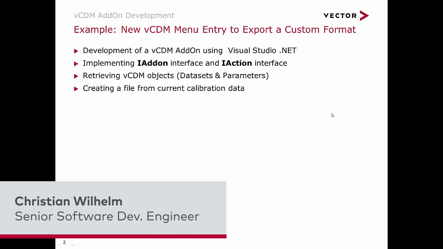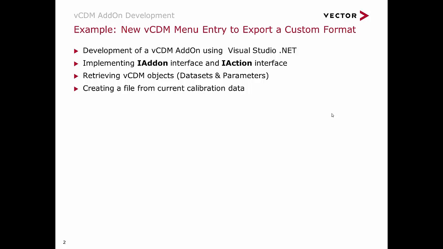This is the example we will implement. We will implement a vCDM add-on using Visual Studio .NET and implement it in .NET 4.0. First, we have to implement two interfaces. The first interface, iAddon, every add-on has to implement. We will see how this works.